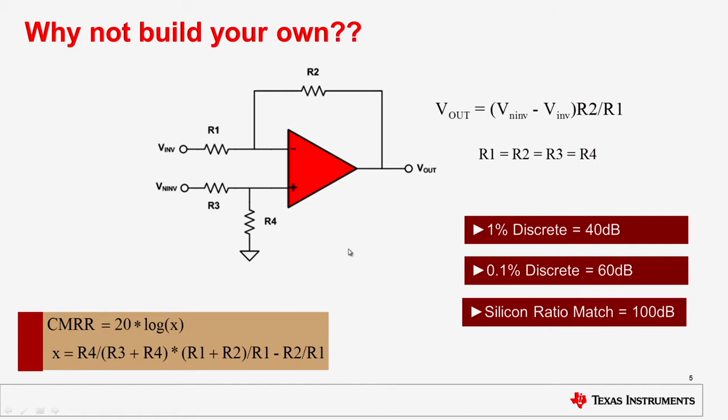Once you add up the cost of the amplifier plus the precision resistors, it is much more efficient to go with a monolithic diff amp, plus you will actually save board space.